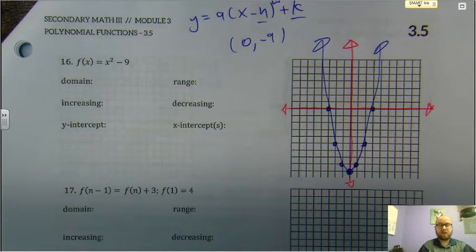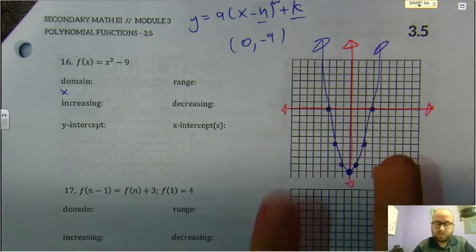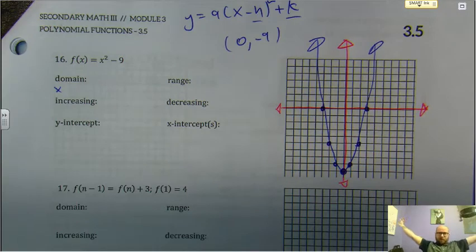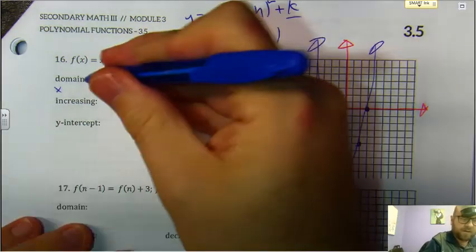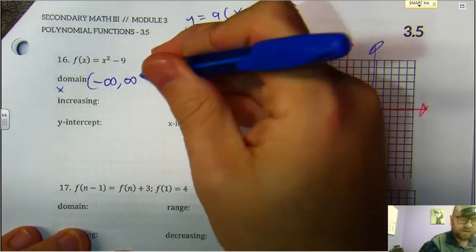Awesome. So now it asks me my domain. So what are the possible values in my domain? Now domain is going to be your x values. So what are the possible values? Well, if my graph were big enough, it would just keep going on and on and on, wider and wider forever. So my domain, the smallest number is negative infinity. The largest number is infinity.